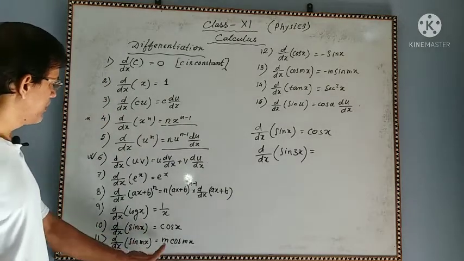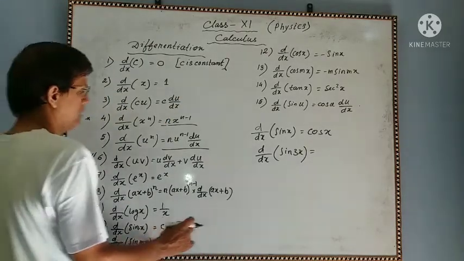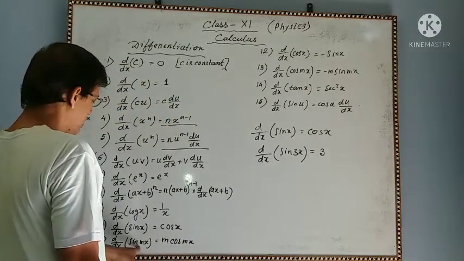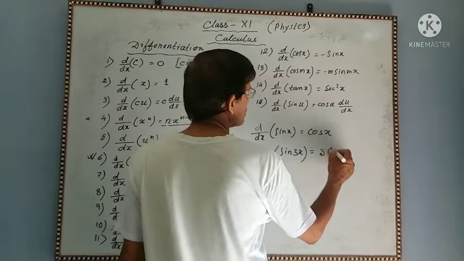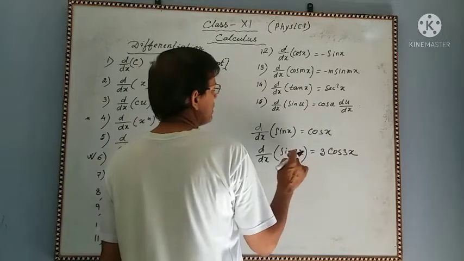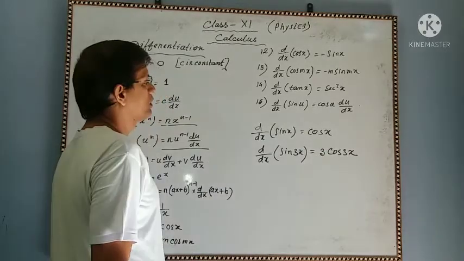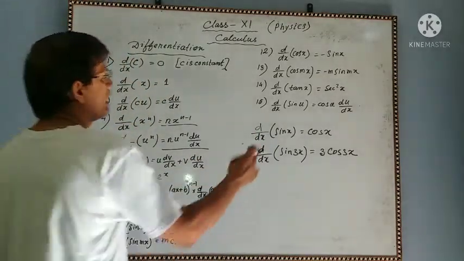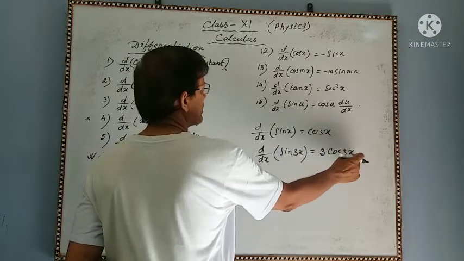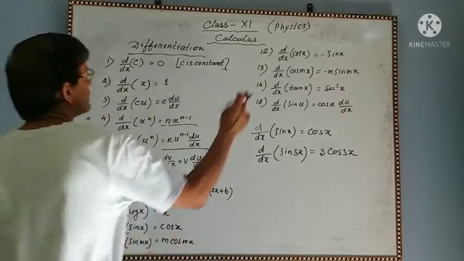You see, it is written first m will come first. Here m means 3, so 3 will come first. Then differentiation, sin means cos, so cos 3x. Sin mx means cos mx, and m is taken first. So sin x is cos x, sin mx is m cos mx. Here m is 3, so 3 cos 3x. Same to same.